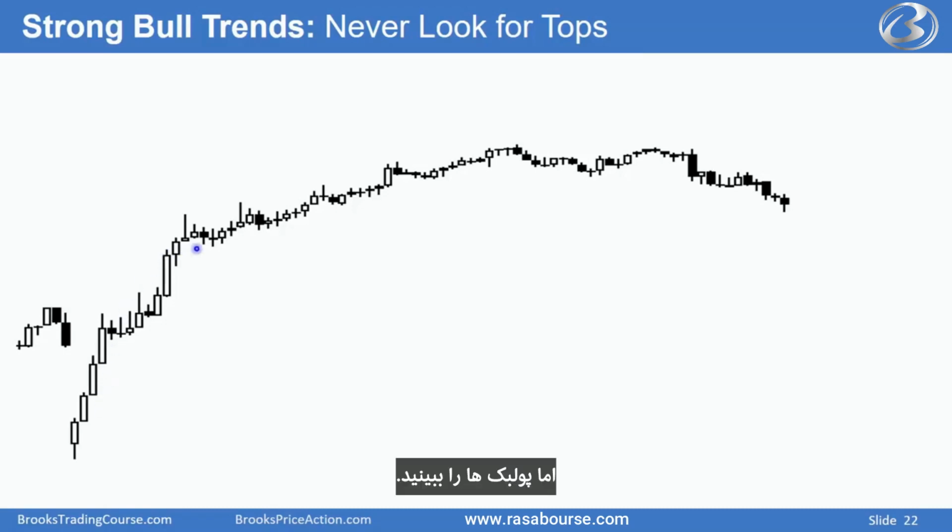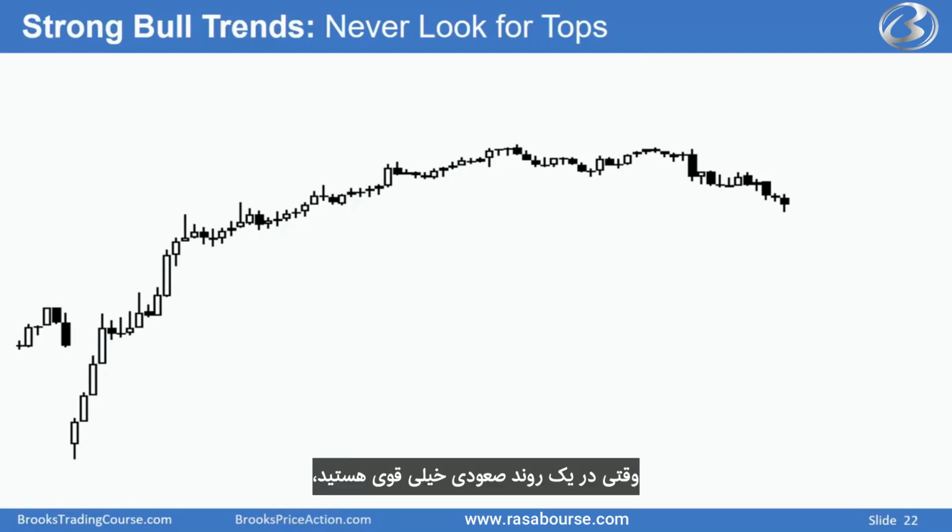But look at the pullbacks. A couple tiny bars, 1 bar, 1 bar. You cannot be looking to sell this. Gaps between this high and that low, this high and that low. This is an extremely strong bull trend, so don't start looking for low 1, low 2, low 3s.